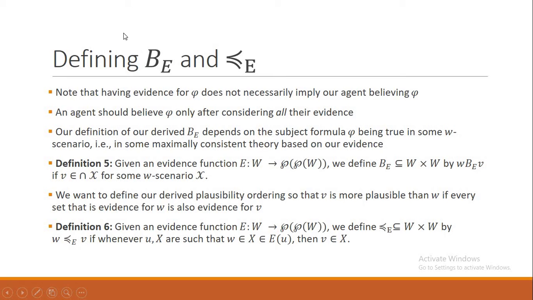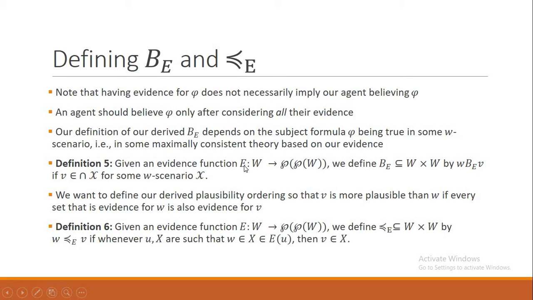Now, just some things to note before we define our belief relation and our plausibility relation. Note that having evidence for phi does not necessarily imply our agent believing phi. So just having evidence for a formula is not enough for the agent to believe that formula. Also, an agent should believe phi only after considering all their evidence. Our definition of our derived belief relation, as you will see, depends on the subject formula phi being true in some W scenario. In other words, it has to be true in some maximally consistent theory based on our evidence. So it has to be sort of the case that if phi is true in the biggest set of consistent evidence we have, then in that case, the agent should believe phi.